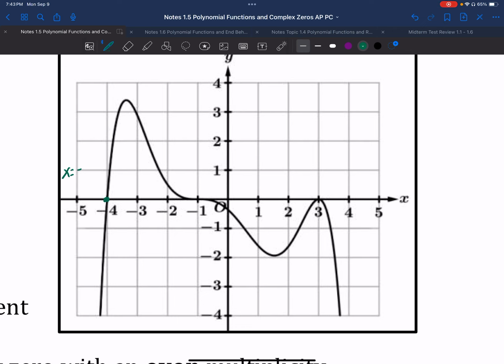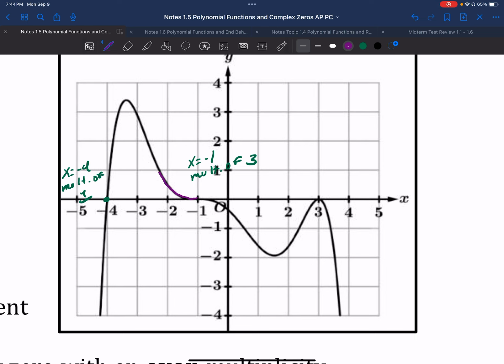So at x equals negative 4, I have a multiplicity of 1. Every time you have a multiplicity of 1, you will see that all it does is cross the x-axis, or it goes through. The next 0 is going to be at x equals negative 1, multiplicity of 3. I will go back to the equation and explain that. But every time you have a multiplicity of 3, you will have a graph that crosses through the 0, and then you also can see the concavity change.